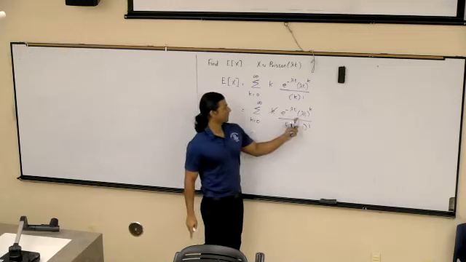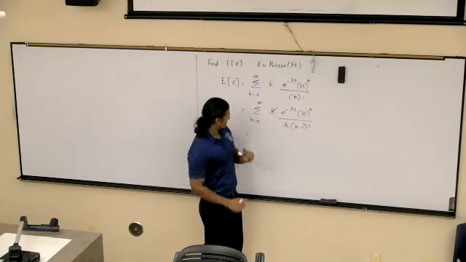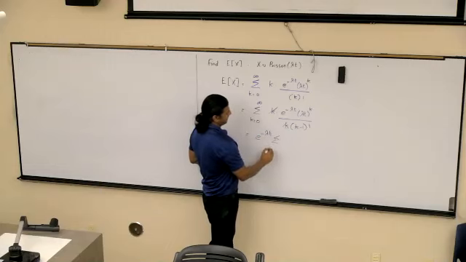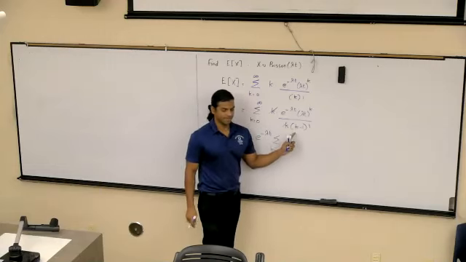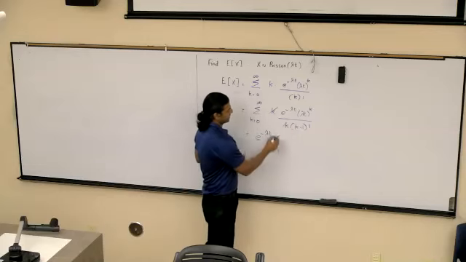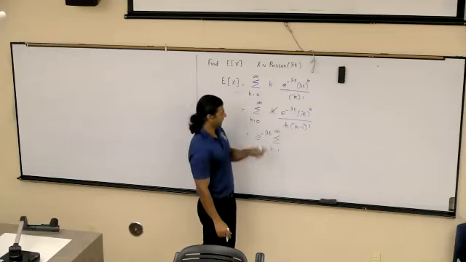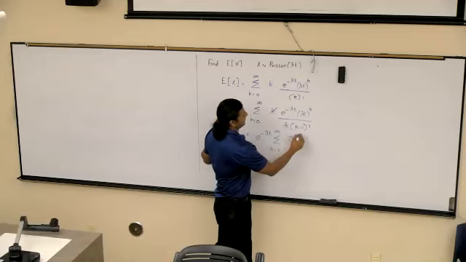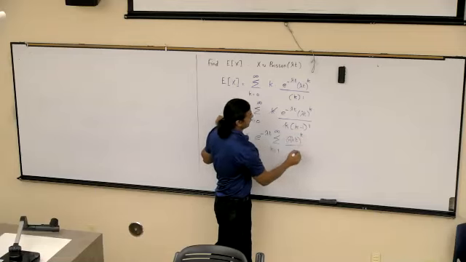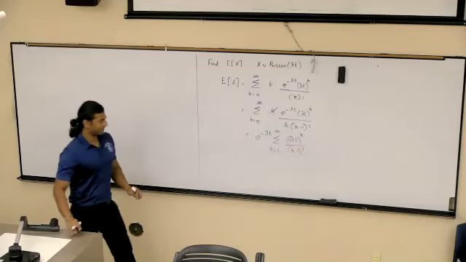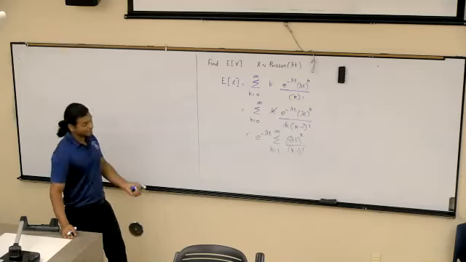And e raised negative lambda t is a constant. I surely can't start at 0 because I'll end up getting negative 1. So start at 1 up to infinity. So lambda t raised k divided by k minus 1 factorial. That isn't doing any good yet.